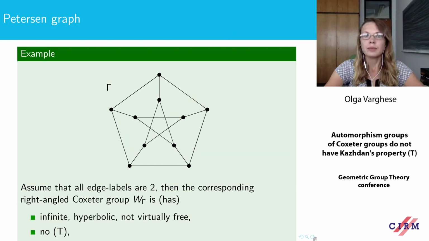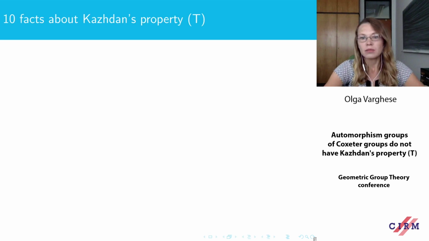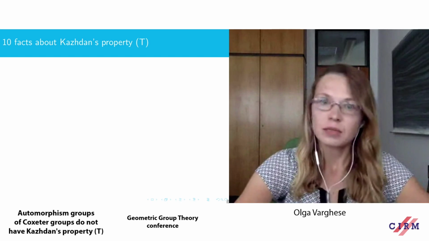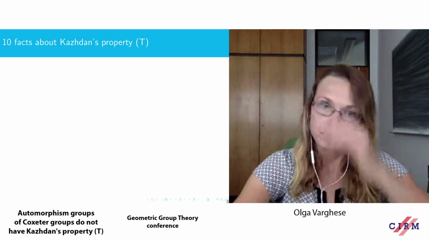Okay, it has no T because the group is infinite. And the Petersen graph is not complete. Hence no FA. But the automorphism group of W gamma has FA. This result was recently proven by Niels Leder in his PhD thesis. Okay, so our focus today is on the fixed point property T. So let us proceed with 10 facts about T.